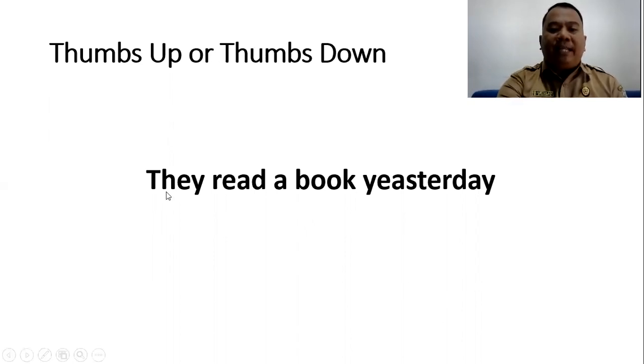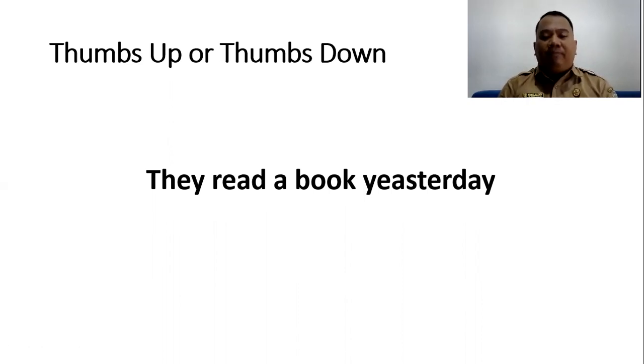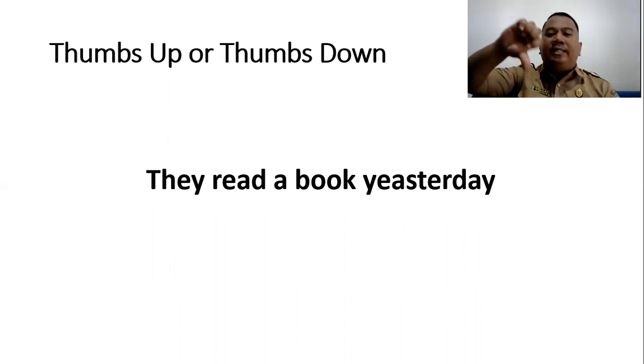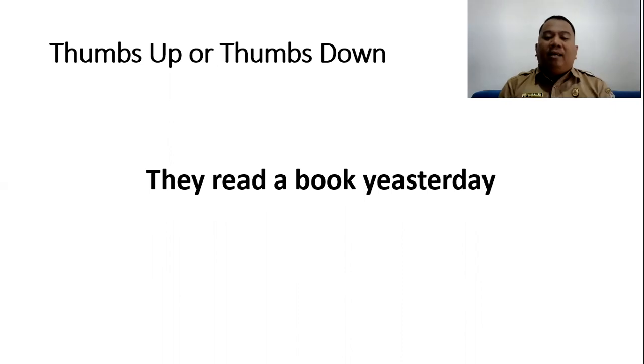Practice one. The sentence is: They read a book yesterday. Okay, is this one thumbs up or thumbs down? Okay, good. This is thumbs down. Why? Because this sentence is simple past tense, because it uses yesterday.